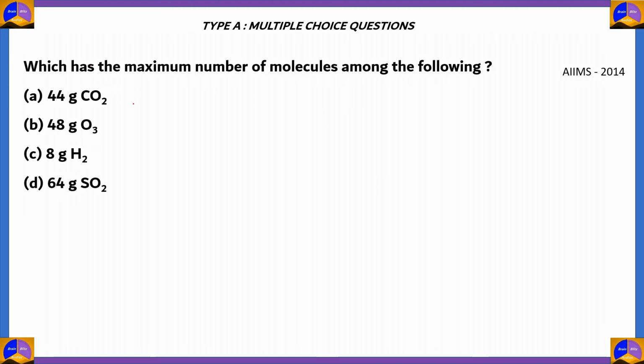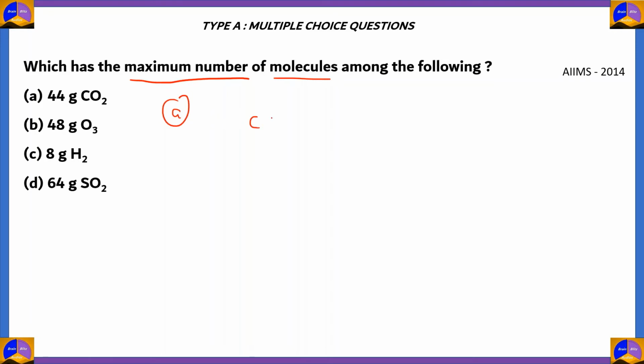Now, the next question. Which of these has the maximum number of molecules among the following? Is it 44 grams CO2, 48 grams O3, 8 grams H2, or 64 grams SO2? Let's look at each of our options one by one. So in order to find the maximum number of molecules, we just need to divide each of our options by the molar mass of the compound. So that way we'll get the number of moles, and on comparing that, we can find out which of these has the maximum number of molecules. So let's do it.